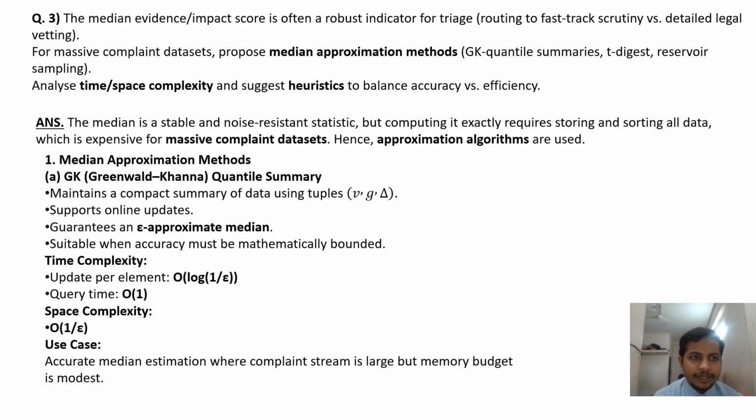Now moving to question number 3. The median evidence impact score is often a robust indicator for triage, routing to fast track scrutiny versus detailed legal weighting.